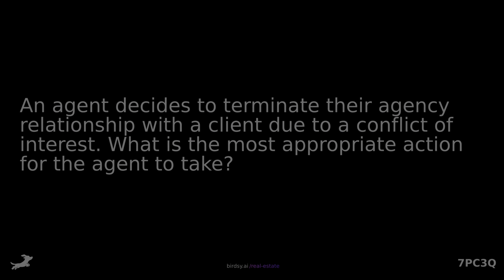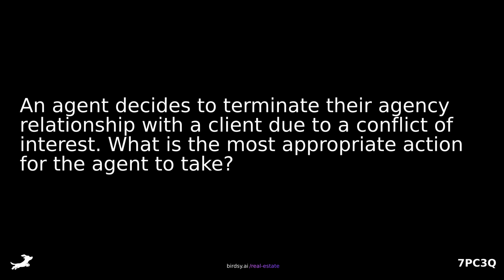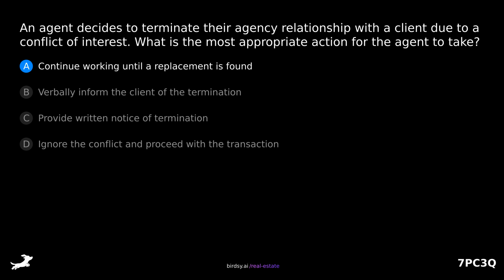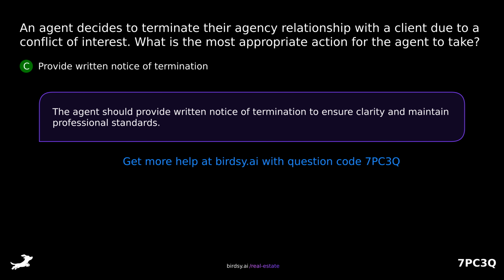An agent decides to terminate their agency relationship with a client due to a conflict of interest. What is the most appropriate action for the agent to take? Is it A, continue working until a replacement is found, B, verbally inform the client of the termination, C, provide written notice of termination, or D, ignore the conflict and proceed with the transaction? The answer is C, provide written notice of termination. The agent should provide written notice of termination to ensure clarity and maintain professional standards.